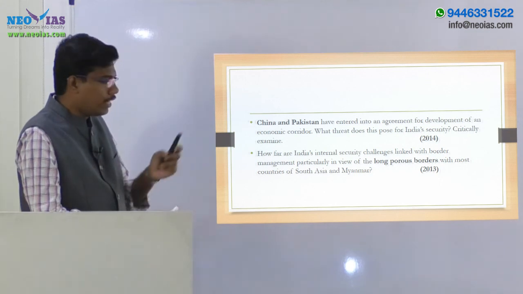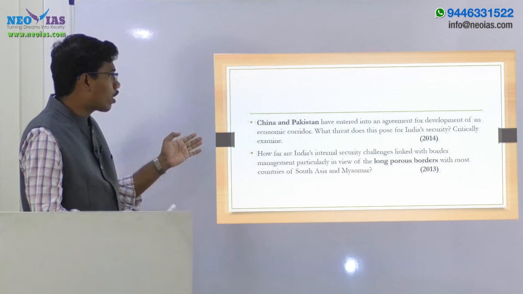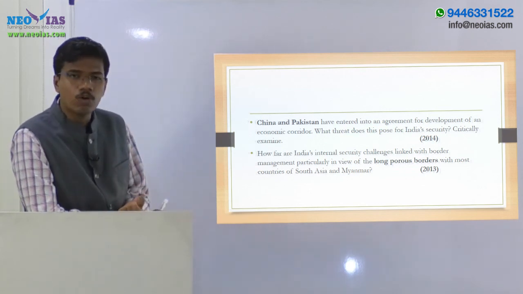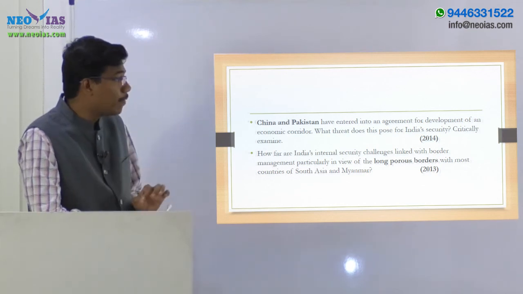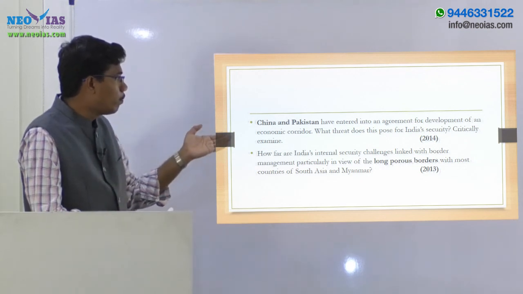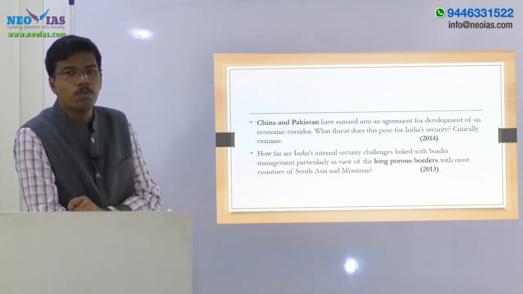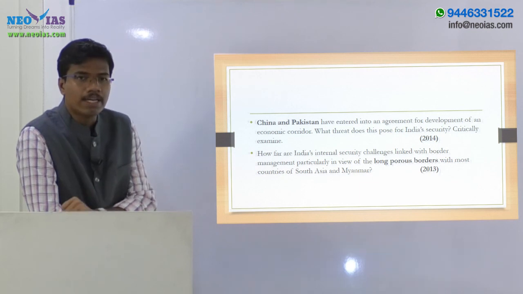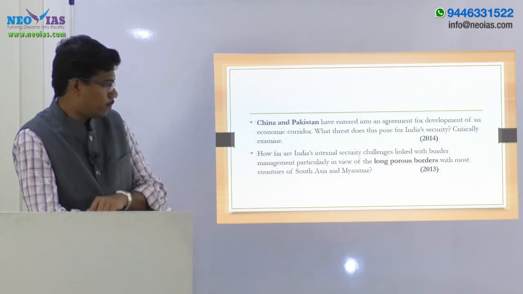Then in 2014, again, you had a question like this. China and Pakistan have entered into an agreement for development of an economic corridor. This is a reference to the China-Pakistan Economic Corridor or CPEC, and they asked that question in the General Studies 3 paper in 2014. What threat does this pose for India's security? Critically examine. Again, you have to have an idea about the Belt and Road Initiative and the China-Pakistan Economic Corridor portion from international relations in order to be able to answer that particular question.